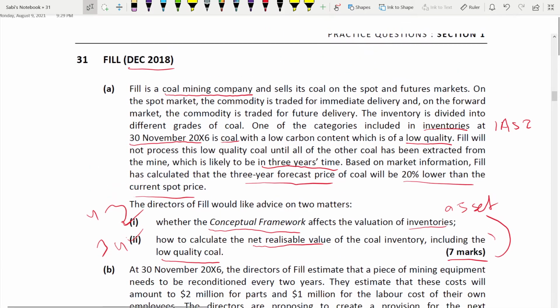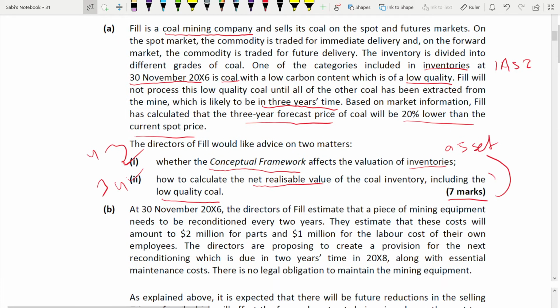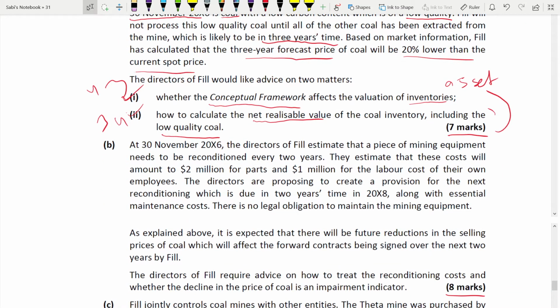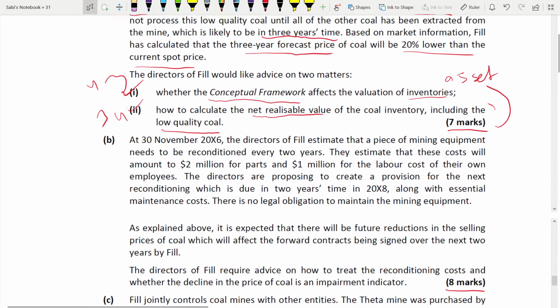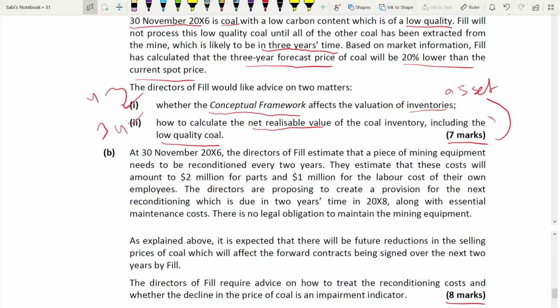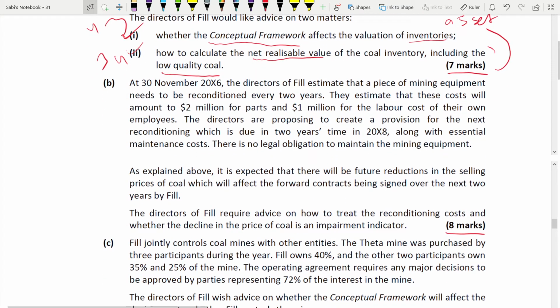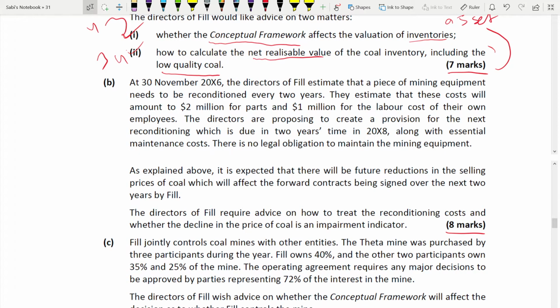Now can we go to the answer before I go to the second one, because the second one is not needed. Okay, that is also about the same case study, but it is relating to a different thing. It is the company's fill only for all the three requirements, but it is relating to something else. For example, if you see the requirements in part B, the directors of field require advice on how to treat the reconditioning cost and whether the decline in the price of the coal is an impairment indicator. So this is about the reconditioning and impairment.